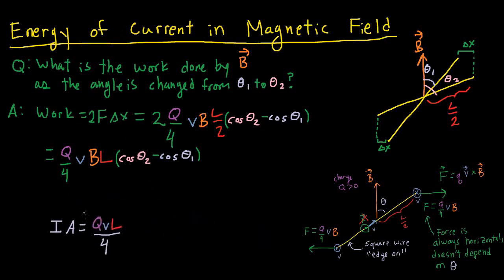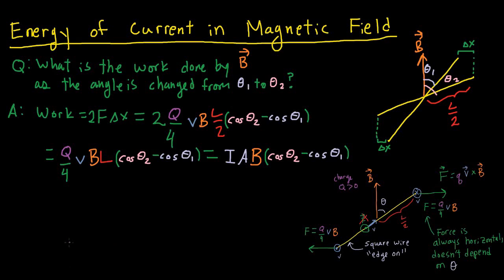But note that QVL over 4 is basically what we have here. I mean, there's this extra B. But we can rewrite this whole thing here as I times A times B times, once again, cosine of theta 2 minus cosine of theta 1. And I'll even get rid of IA down here.